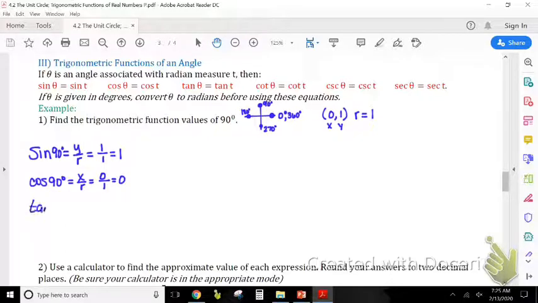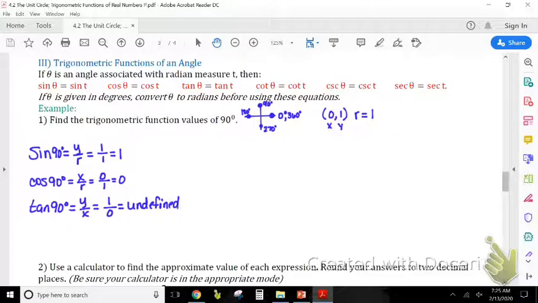And then let's do tangent of 90 degrees. Y over x. What is y? 1. Over what is x? 0. And what is 1 over 0? It's undefined. Good.